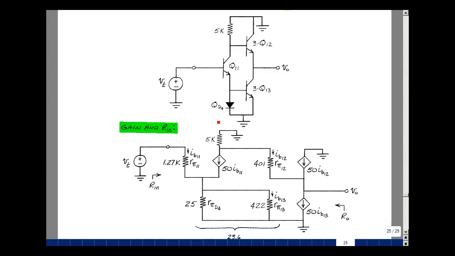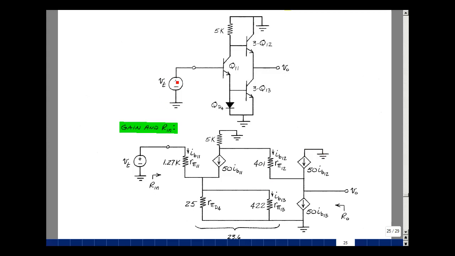And then we found the R pi of the diode and found that it was 25 ohms. Then we found R pi of Q13 as 422. And then we have beta IB between the collector and the emitter for transistor 13. And then between the collector and the emitter of transistor 12, we've got a beta IB. And between the base and the emitter, we've got our pi 12. We found that to be 401 last time. And here we also have that our collector is grounded.